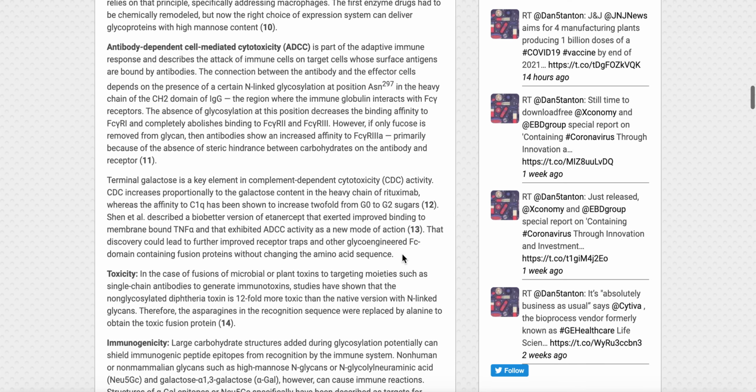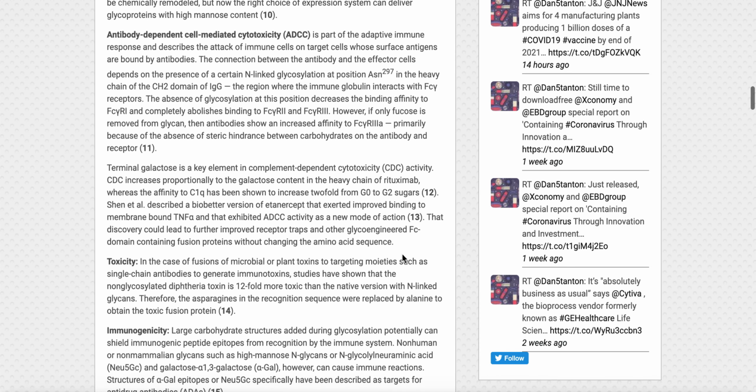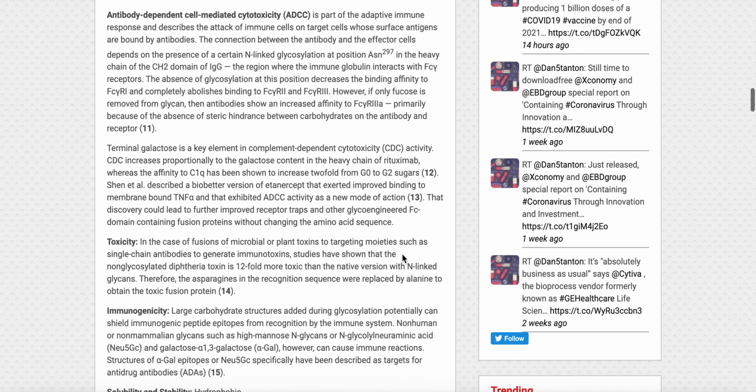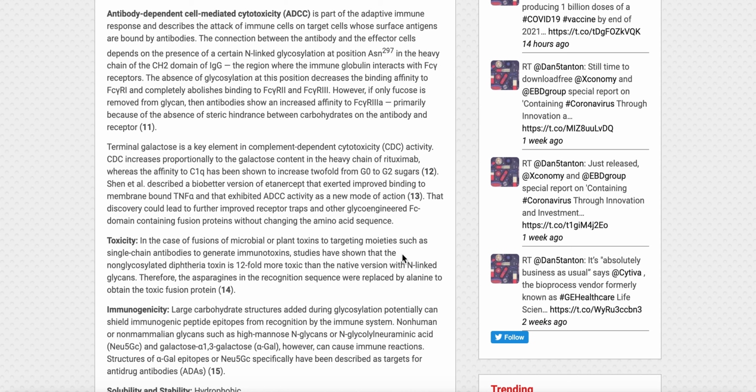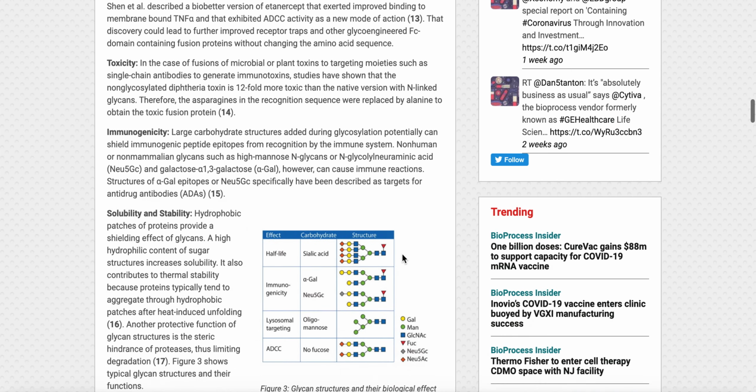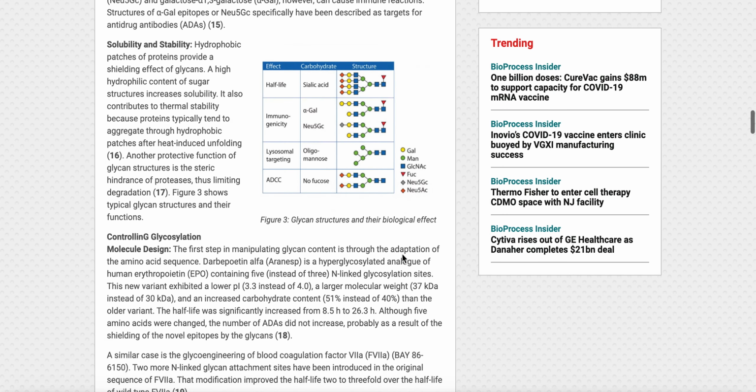cytotoxicity is part of the adaptive immune response and describes the attack of immune cells on target cells whose surface antigens are bound by antibodies. The connection, solubility, and stability. Hydrophobic patches of proteins provide a shielding effect of glycans. A higher hydrophilic content of sugar structures increases solubility. It also contributes to thermal stability because proteins typically tend to aggregate through hydrophobic patches after heat-induced unfolding.